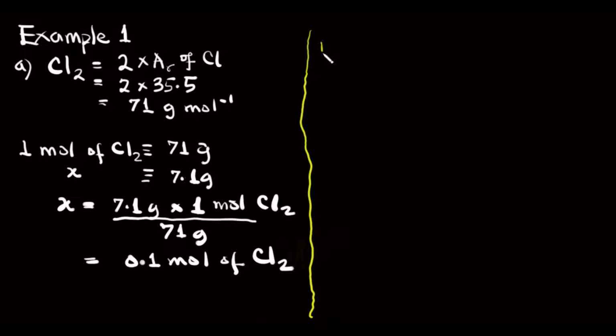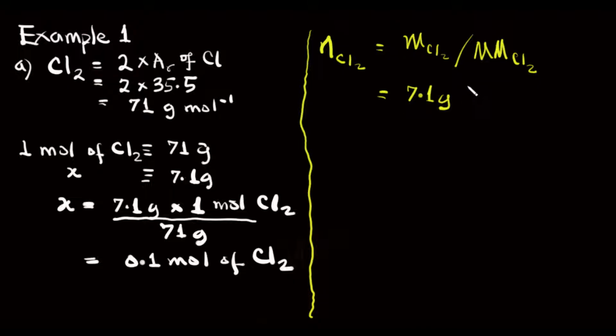Similarly, you can use number of moles of chlorine equal to mass of chlorine over molar mass of chlorine. So the mass of chlorine here is 7.1 grams divided by 71 grams per mole, and that will give us 0.1 mole of chlorine.